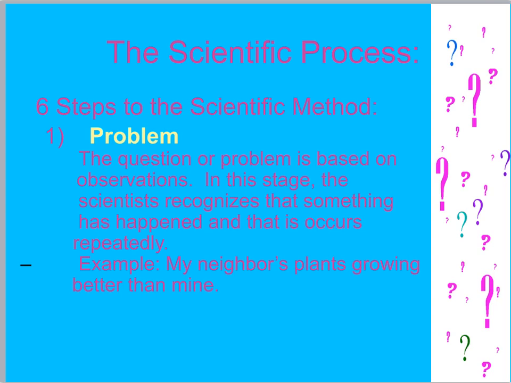So in this stage, the scientist is going to recognize something has happened, and this is something that continues to happen repeatedly. So one example, and this is a super common example as far as test questions go, is that your neighbor's plants grow better than yours. That could be a problem for you. You want your plants to grow good too. Now, this is what's written in your notes. I'm going to give you another example. I would recommend for you to write this other example down because it's always good to have more information to study rather than less. So this other example is going to be, my lasagna tastes nasty. So this is a problem. I need to fix this. So that brings us to the next step.